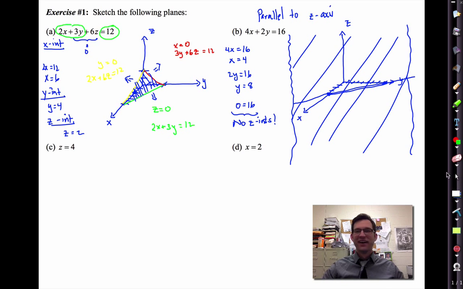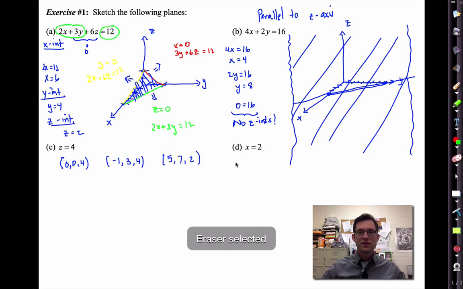Okay, let's take a look at z = 4. What does that even mean? That means that any point where z is equal to 4 lies on there. So for instance, (0, 0, 4), or (-1, 3, 4), or (5, 7, 2). Oh wait, no, that doesn't lie on there. z isn't 4. But if I erase that and put a 4 in there, it does lie on there.